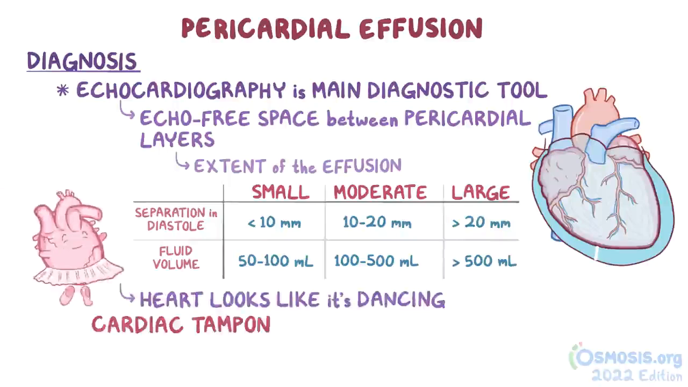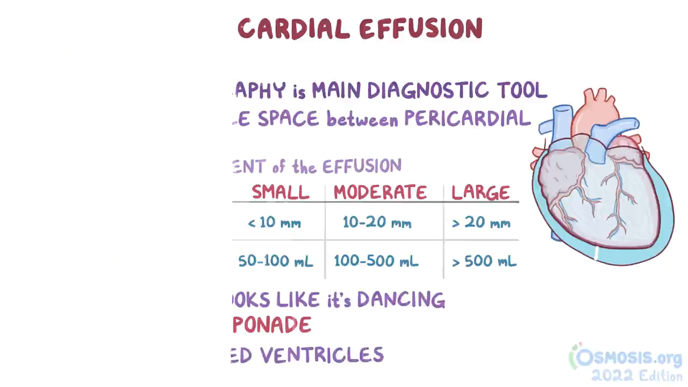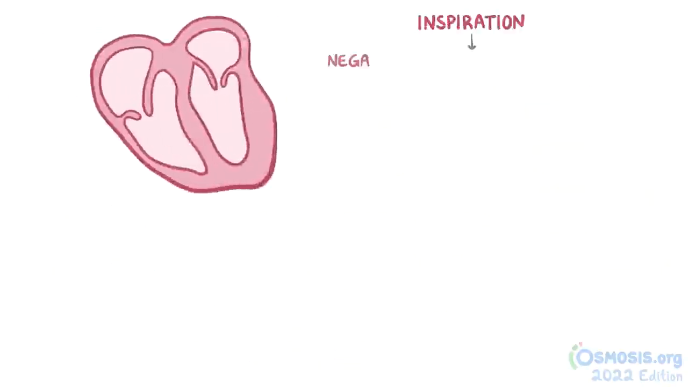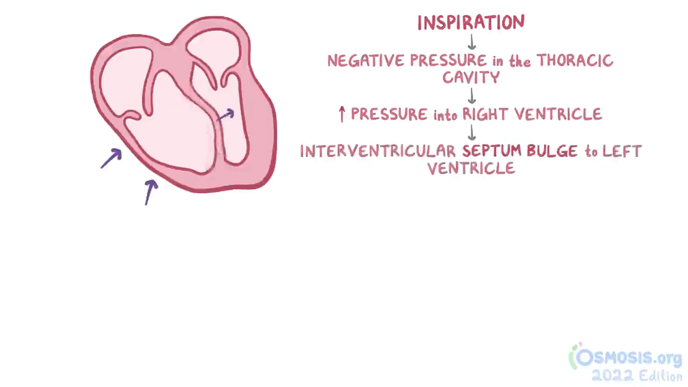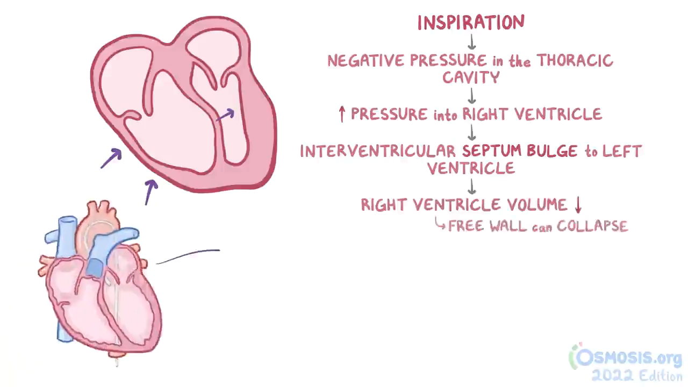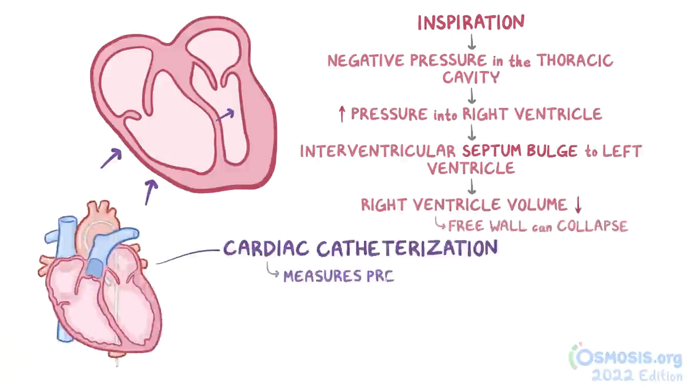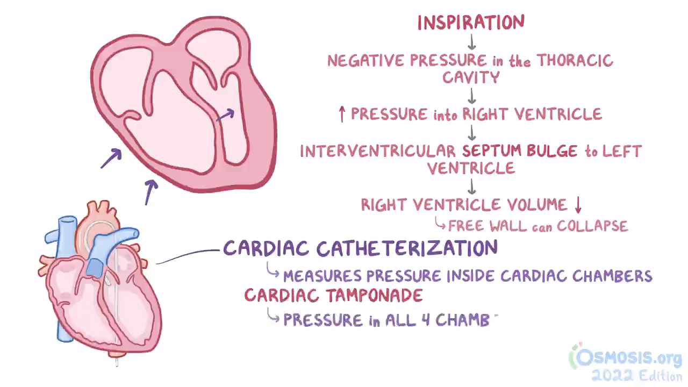In case of cardiac tamponade, echocardiography often shows collapsed ventricles. During inspiration, the negative pressure in the thoracic cavity leads to increased pressure into the right ventricle, which causes the interventricular septum to bulge toward the left ventricle, leading to decreased filling of the left ventricle. At the same time, the right ventricle volume is markedly diminished and sometimes its free wall can collapse. Finally, cardiac catheterization measures the pressure inside the cardiac chambers, and in the case of tamponade, the pressure in all four chambers is equal.